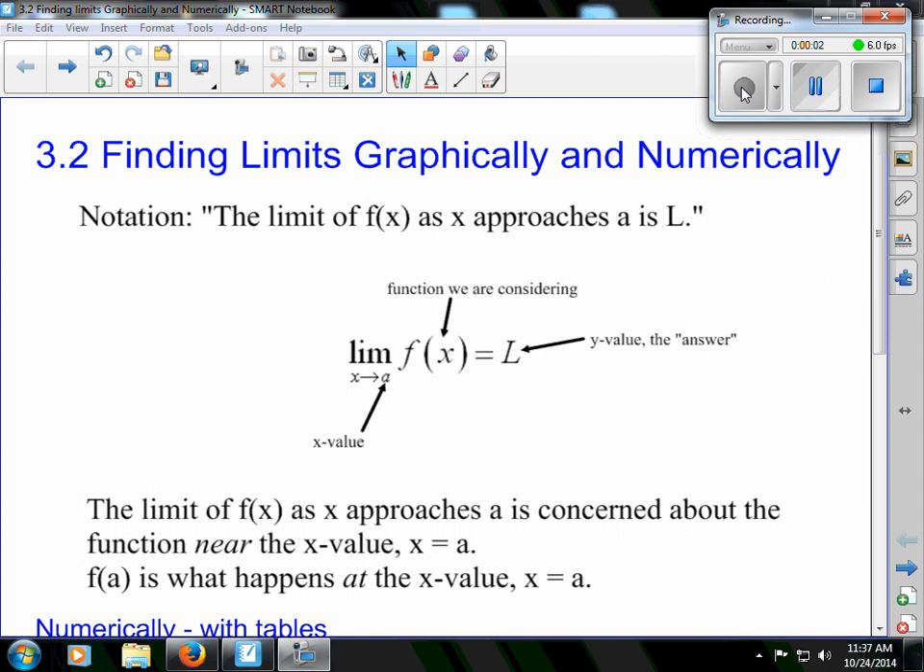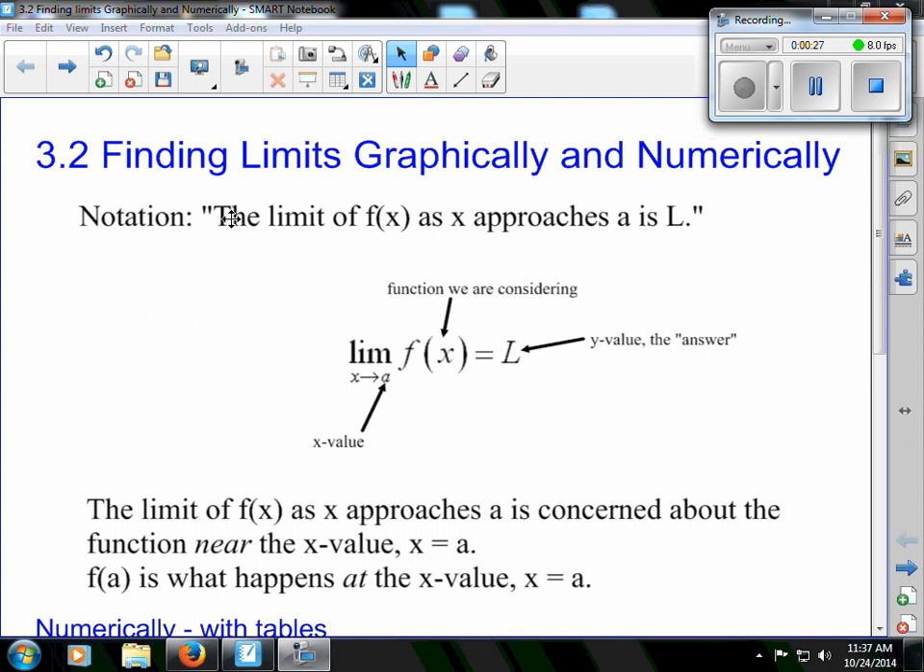Welcome to Finding Limits Graphically and Numerically. Today, what we are going to do is really understand what a limit is, how to write what a limit is, what the answer is, and what you're evaluating. So we're going to start here with some basic notation.